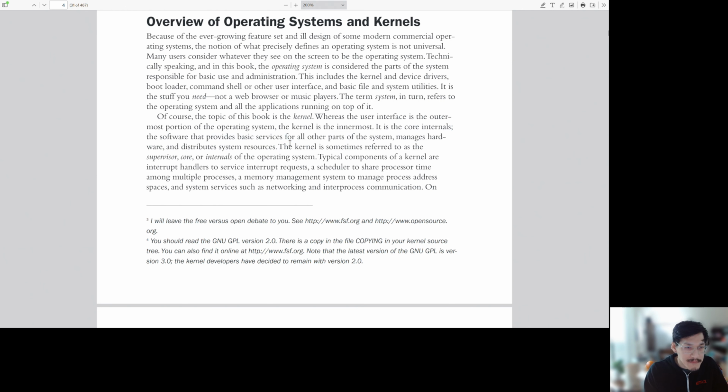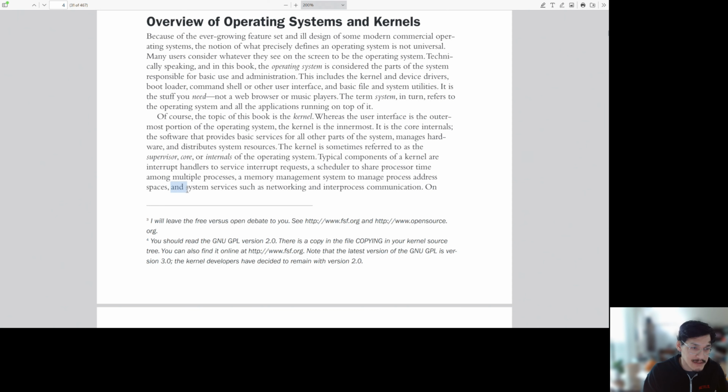So the operating system is composed of the kernel and all the other programs necessary to create pretty much a user experience of a computer, right? It makes your computer useful. Typical components of a kernel are interrupt handlers to service interrupt requests, a scheduler to share processor time among multiple processes, a memory management system to manage process address spaces, and system services such as networking and inter-process communication.